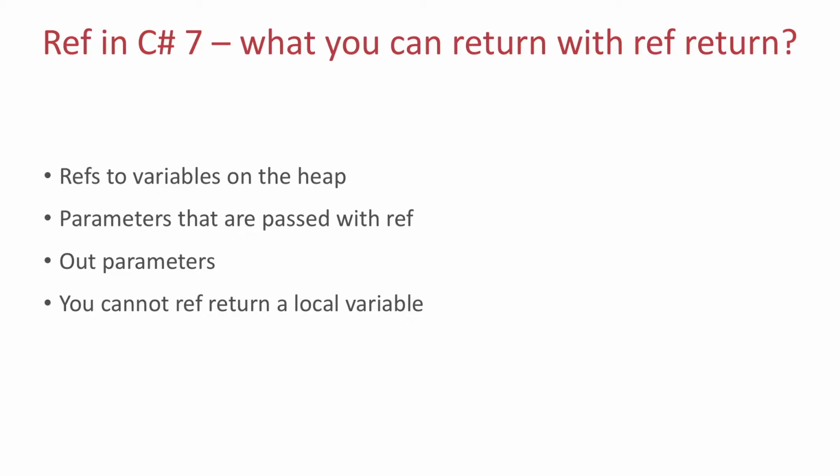This is what we saw in our first example, since we had an array in that case and that was allocated on the heap. You can also return something that was passed into the method as a parameter with the ref keyword. This is what we saw in the matrix example. You can also ref return an out parameter, although honestly I don't see where this could be useful, but I'm sure there are use cases for that. Now there is one important thing, you cannot ref return a local variable.